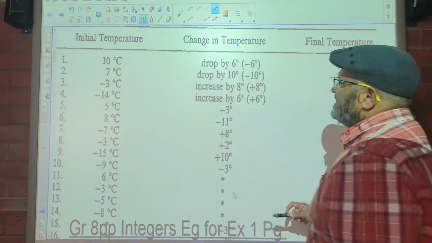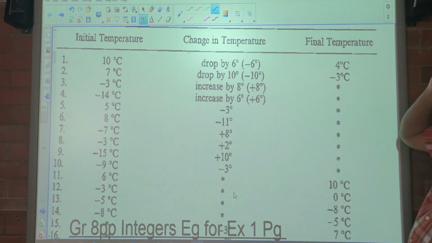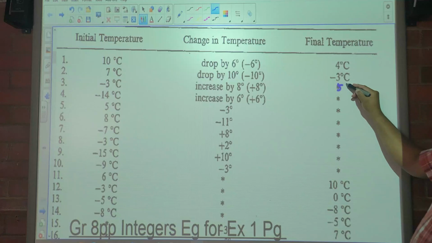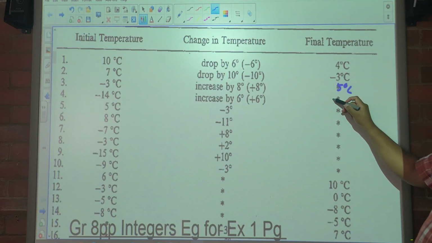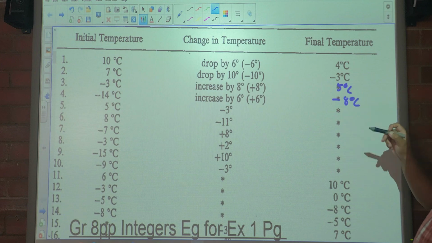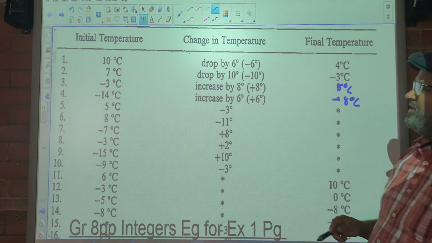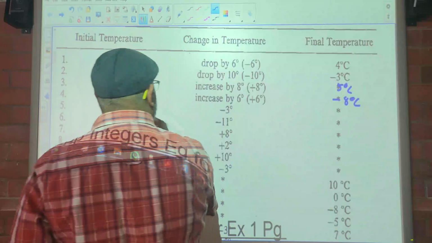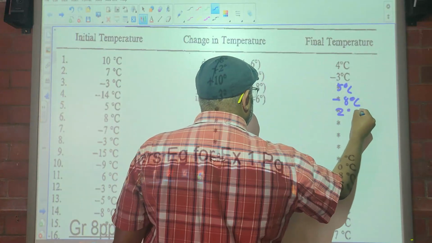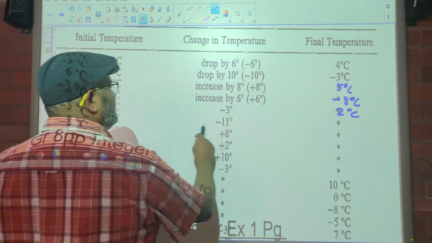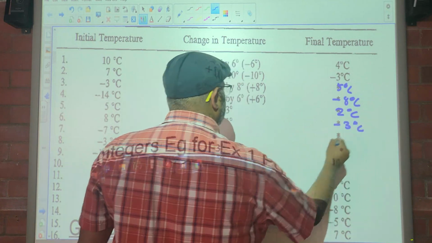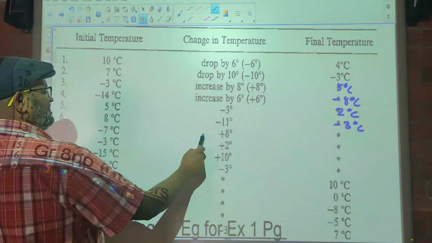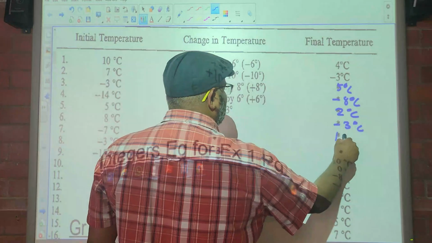So what is this answer here? Negative 3 increased by 8 gave us 5 degrees, not so? And negative 14 increased by 6 was negative 8 degrees. Okay. And negative 5 minus 3 is 2 degrees. 8 minus 11, negative 3 degrees. And we got negative 7 plus 8 is 1 degree.